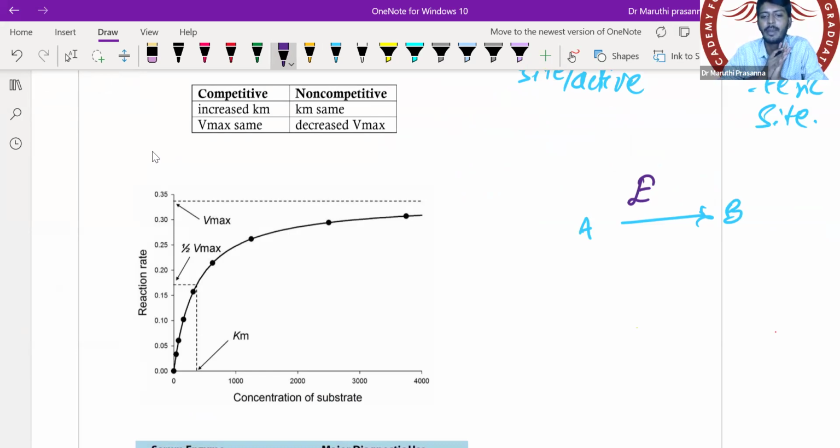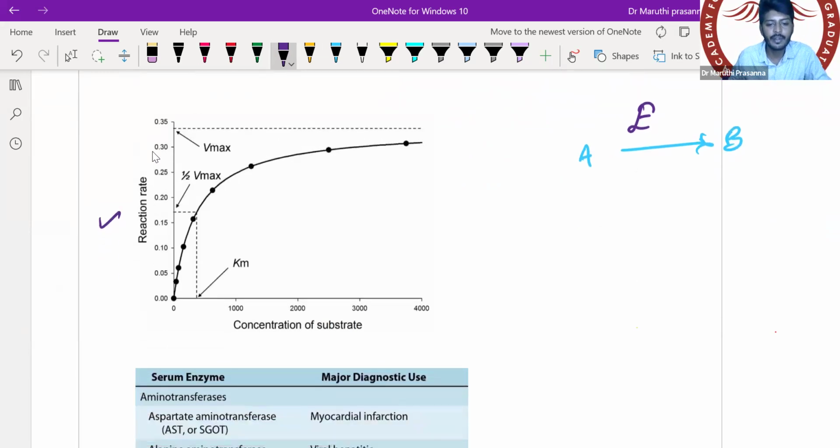So during that time, what I'm trying to do is plot the rate of the reaction against the concentration of the substrate. As the reaction starts, the speed will slowly rise. It will reach a maximum velocity, which I will call Vmax.